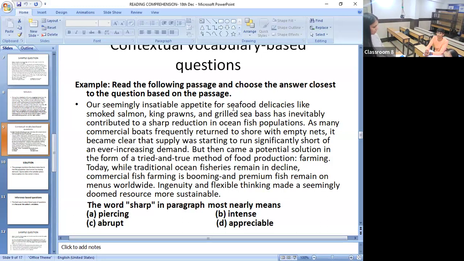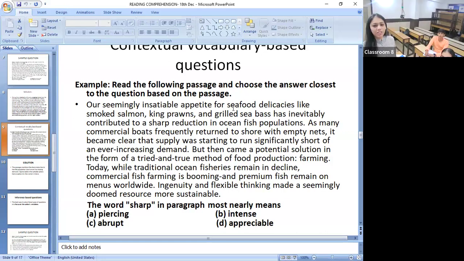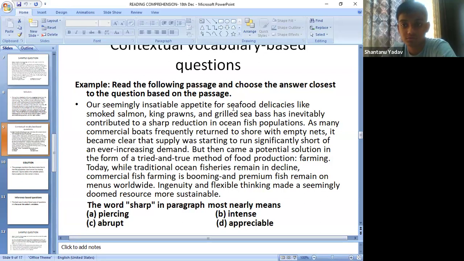The approach is appreciated. The word sharp in the paragraph, where is this word sharp? Shantanu. Shantanu, where is the word sharp? Third line. Okay, so sharp reduction in population. Do you agree with this, Shantanu, that we should go with option D? Yes, ma'am.